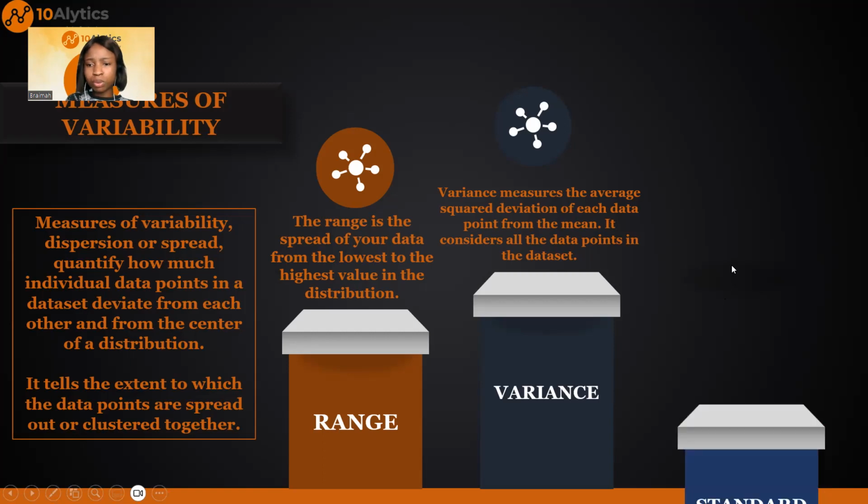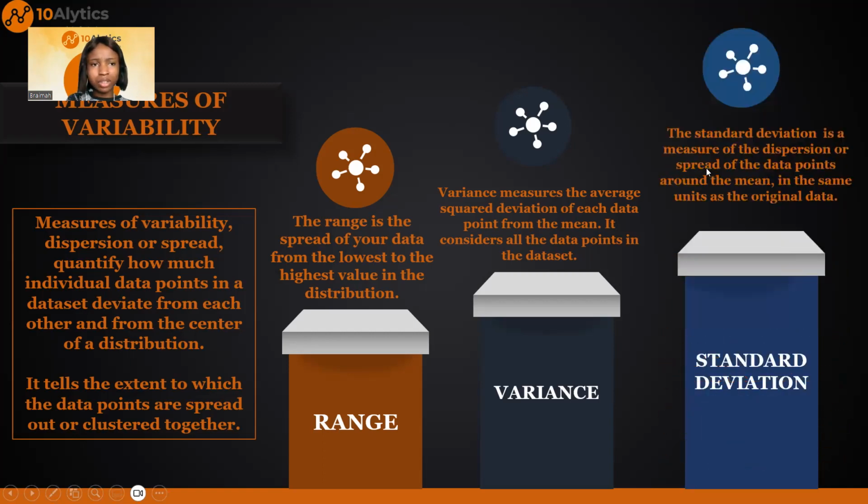So moving forward, what is your standard deviation? You notice that you squared your variance. Your standard deviation just brings back your variance to the original scale of your data. You can see it is a measure of the dispersion or spread of the data points around the mean. It is the same unit as your original data set.